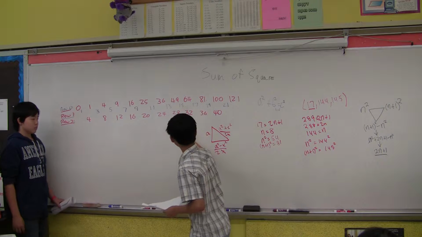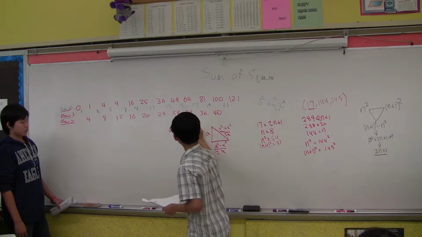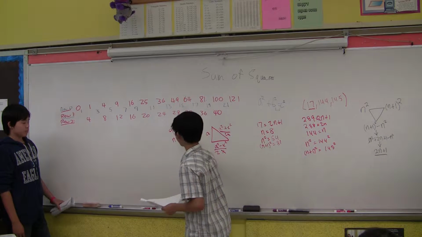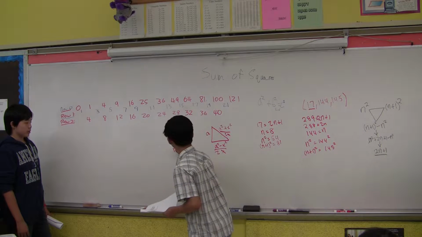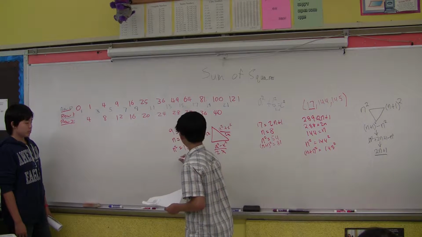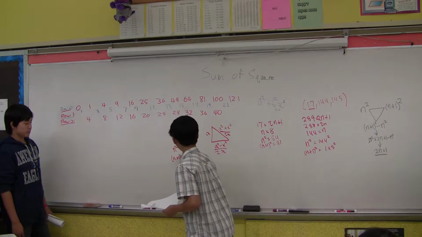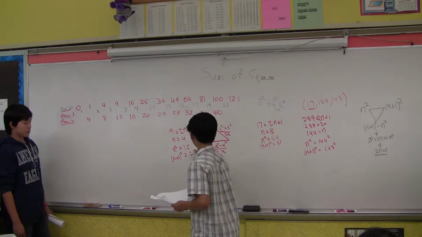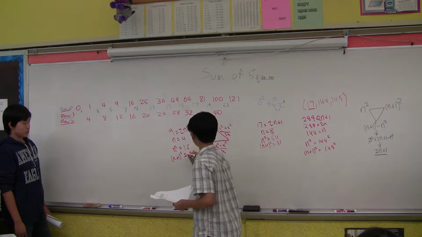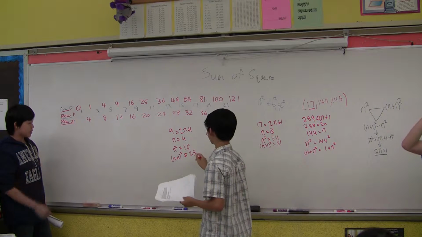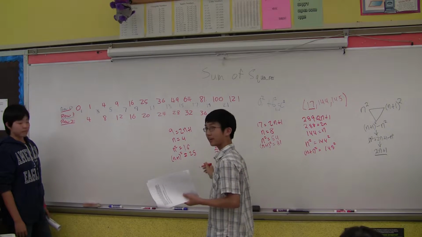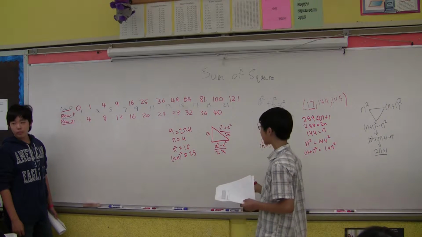So 9 equals 2n plus 1. N would be 4. N squared would be 16. And n plus 1 squared would be 25. And the triple you get would be 9, 16, 25, or 3, 4, 5.